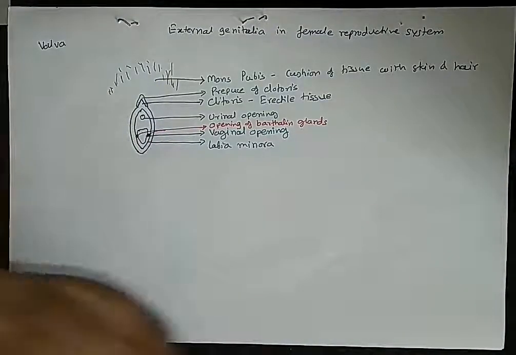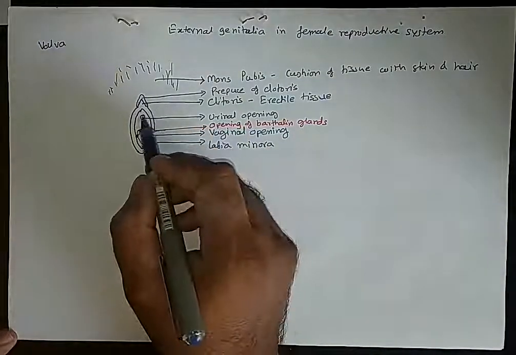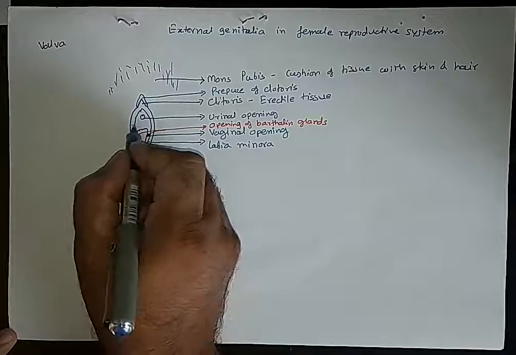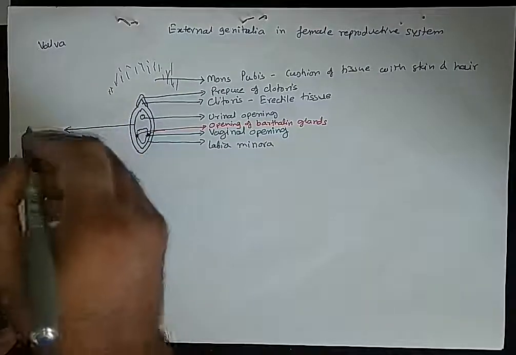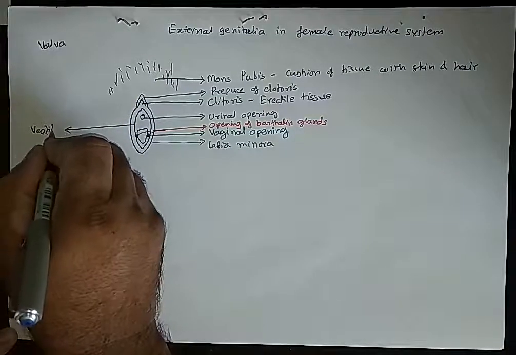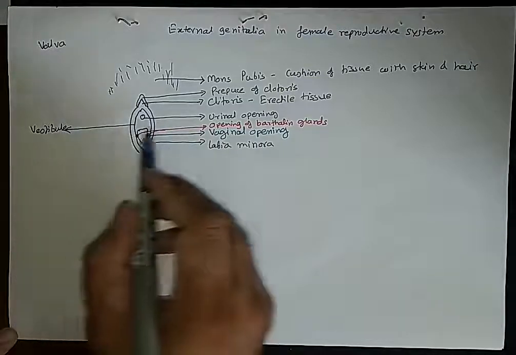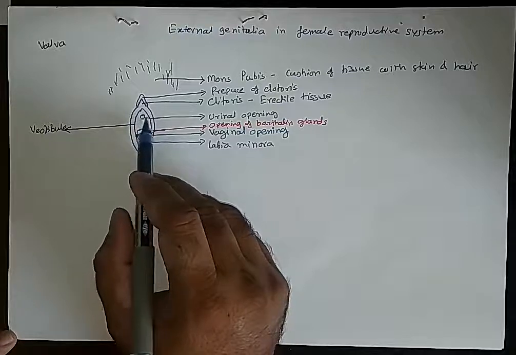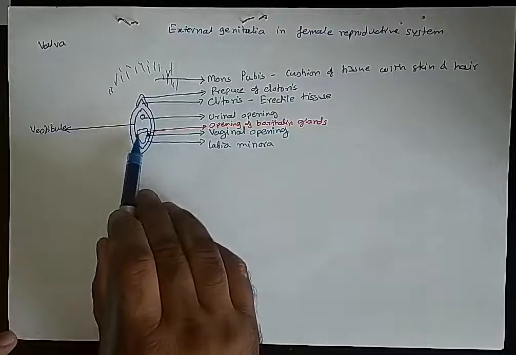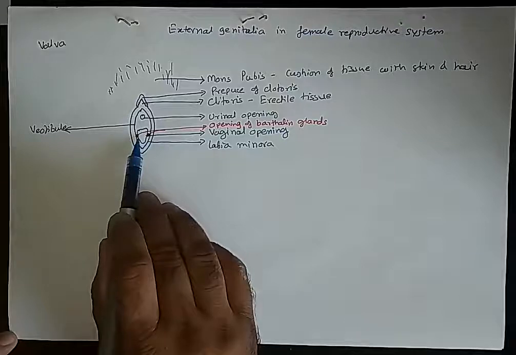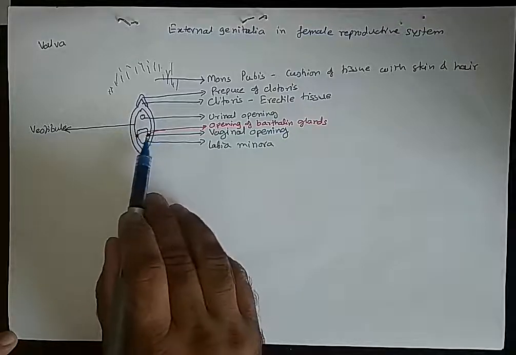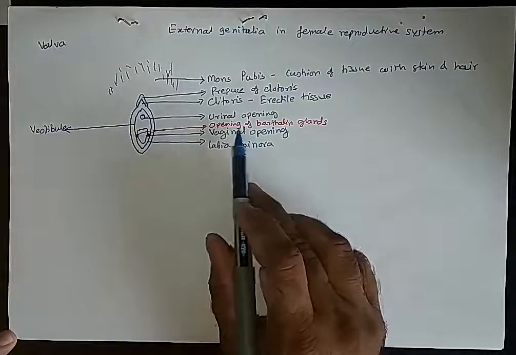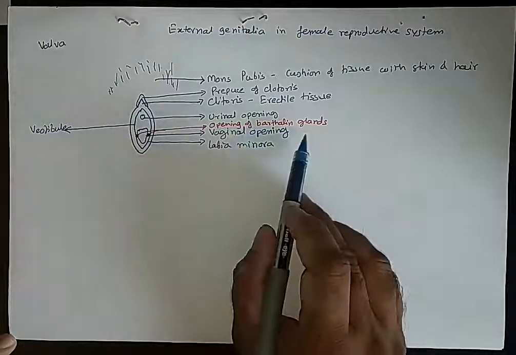Now again, the region between the labia minora is called the vestibule. In the vestibule we have two openings, one is the urinary opening, another is the vaginal opening, and on the two sides of the vaginal opening there are two more openings, the openings of the Bartholin's glands.